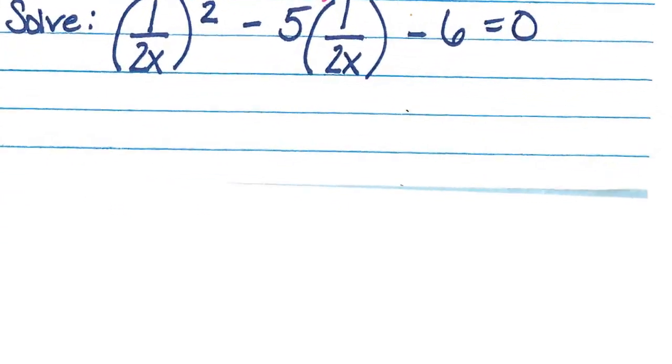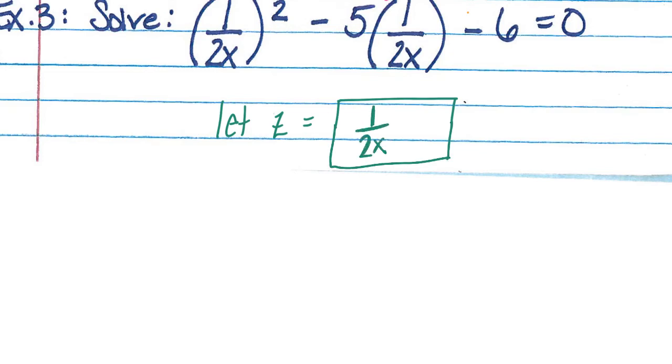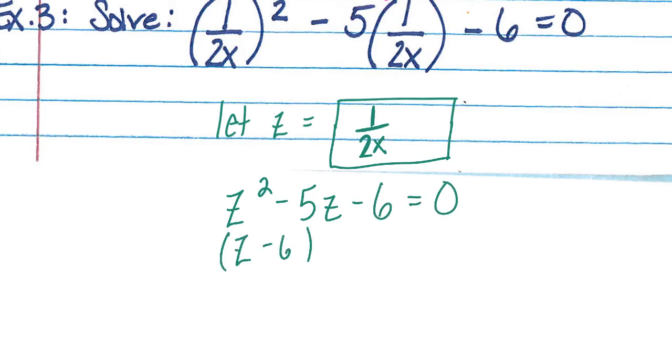All right, knowing what we know now about substitution, what do you think we're going to use for z this time? I'm going to let z equal what? Well, if I knew what I was letting z equal, I wouldn't have written it like that. I know that z is going to equal 1 over 2x. So I have z squared minus 5z minus 6. And yes, they look very similar. So z minus 6, z plus 1. So z is equal to 6 and negative 1.